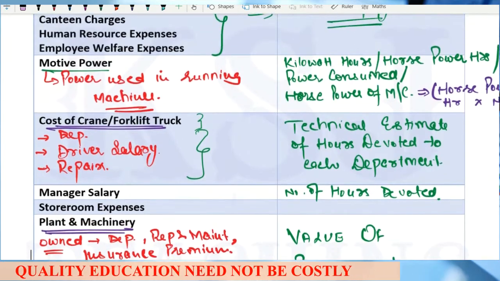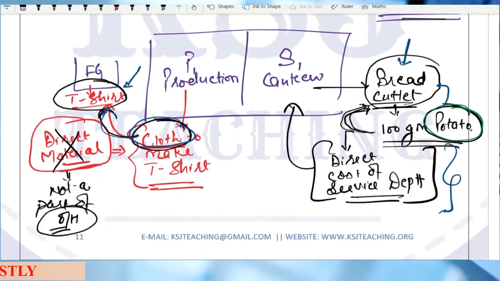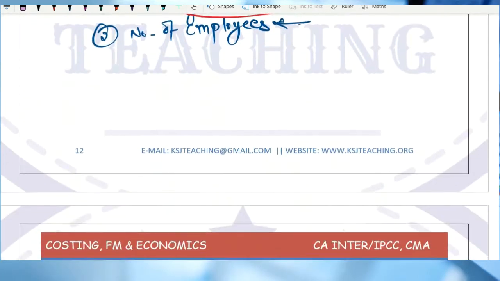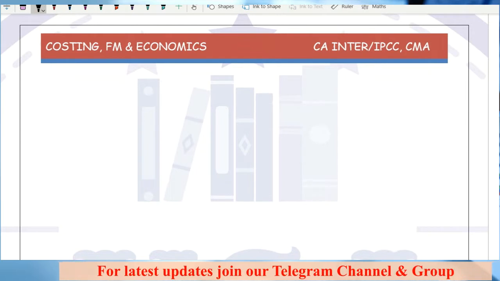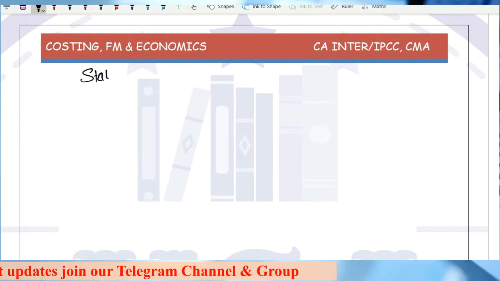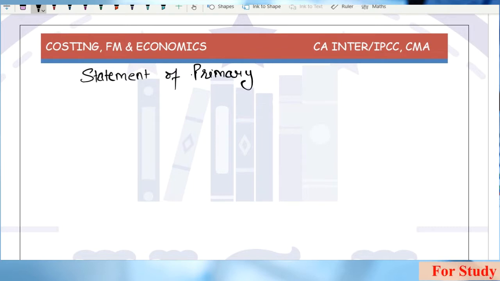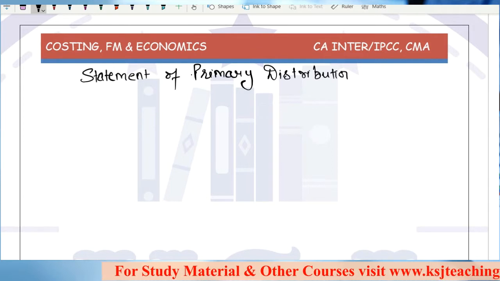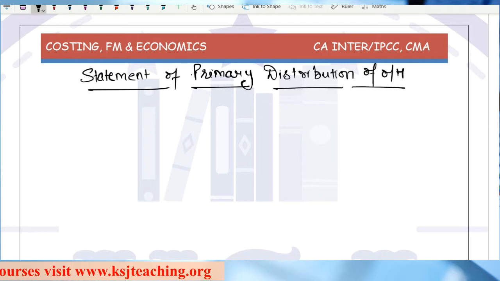So what are we going to do in this lecture? First we'll see the format of primary distribution. We have understood the various steps. Now let's see the format, how primary distribution is done. We'll write it as a statement of primary distribution of overheads.